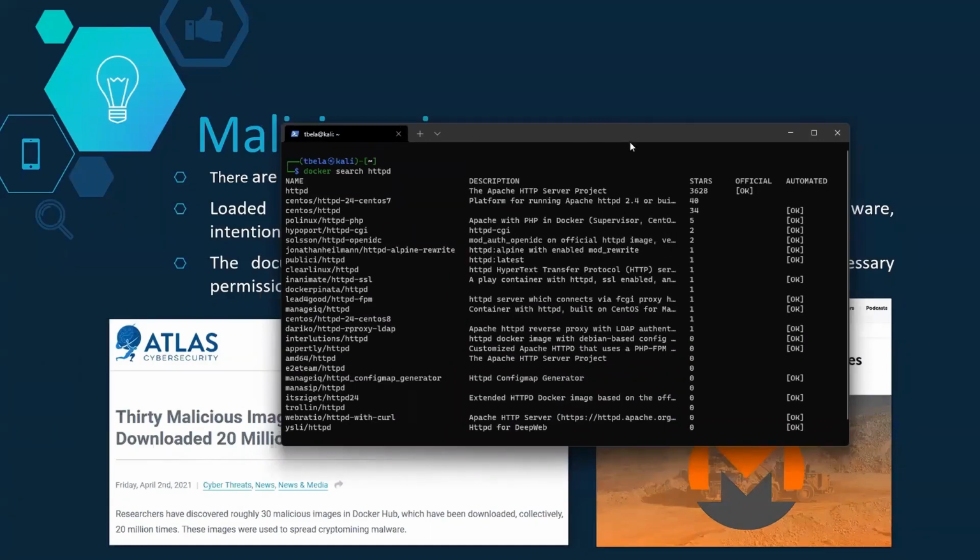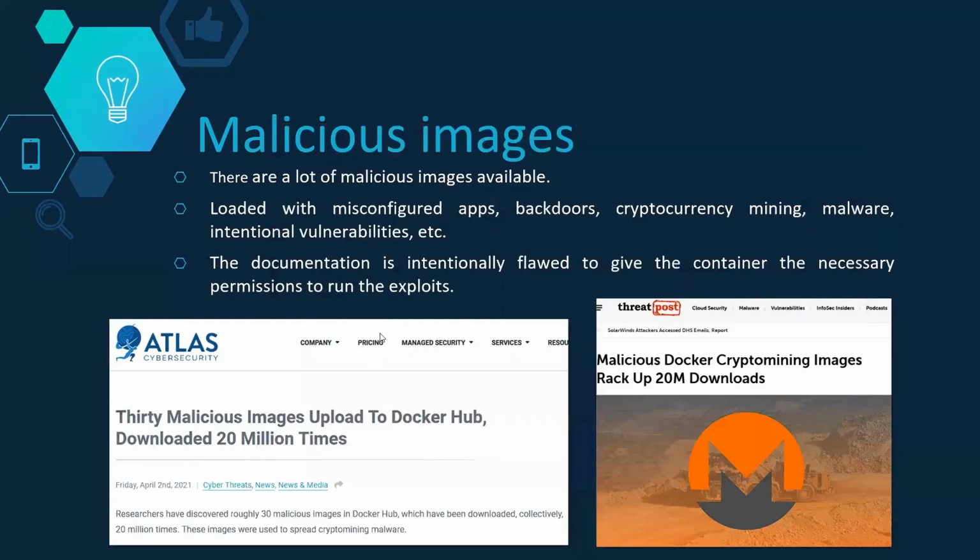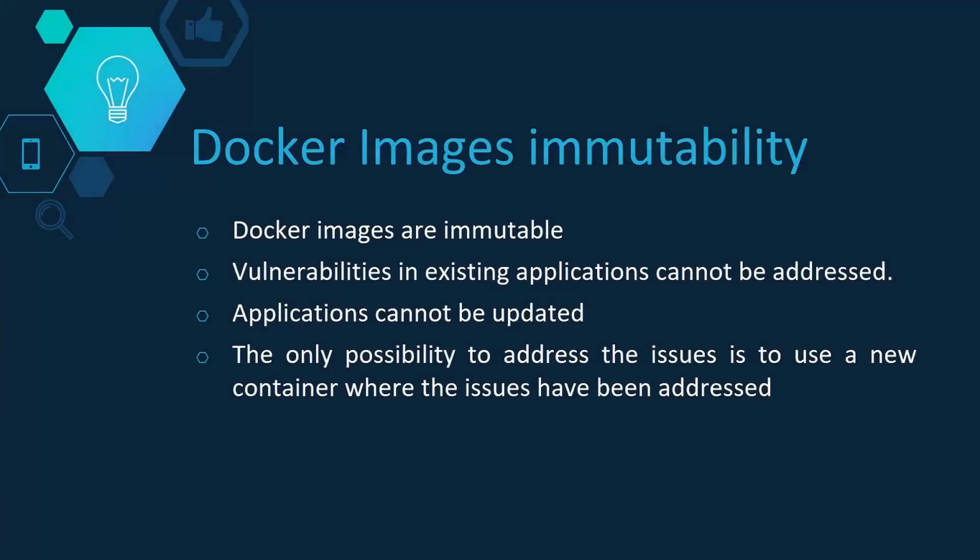Anyone can build their own image. You can create your own image and publish it. You can put any kind of malware inside. You don't know what people put in their image. So I recommend you always use images from a trusted provider. Do not use any random image from your Docker registry.